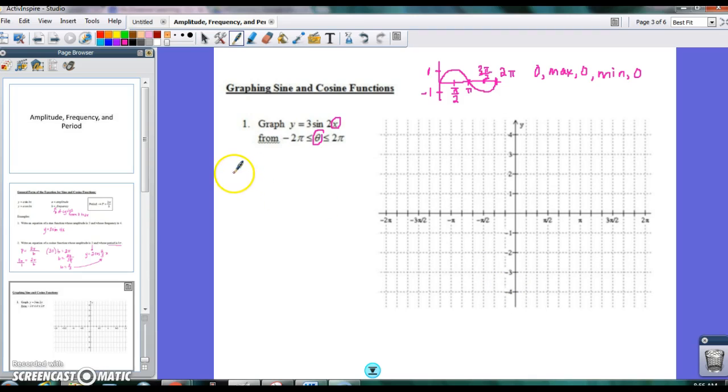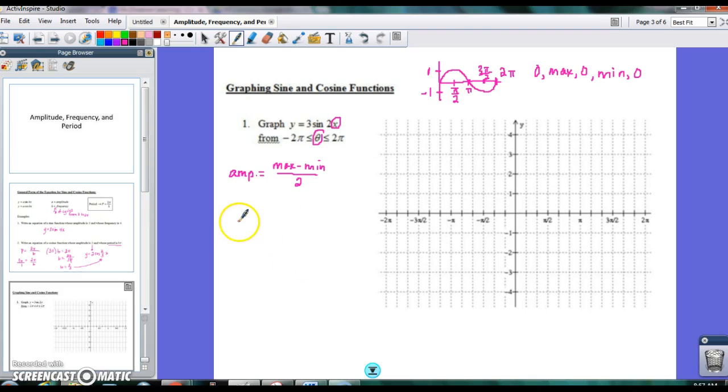You can also think of amplitude as your max minus your min over 2. That's something that we'll get to as we go.